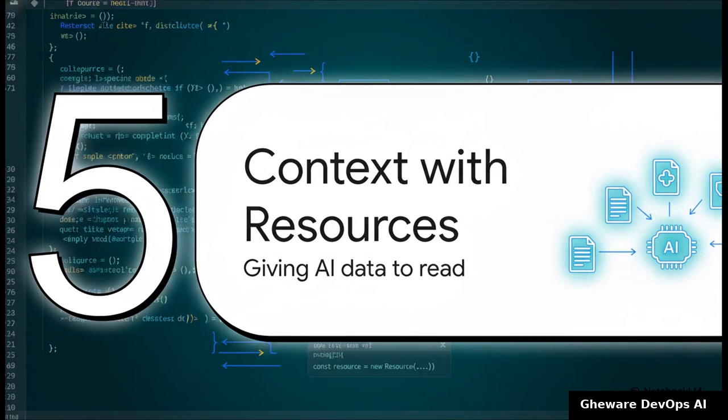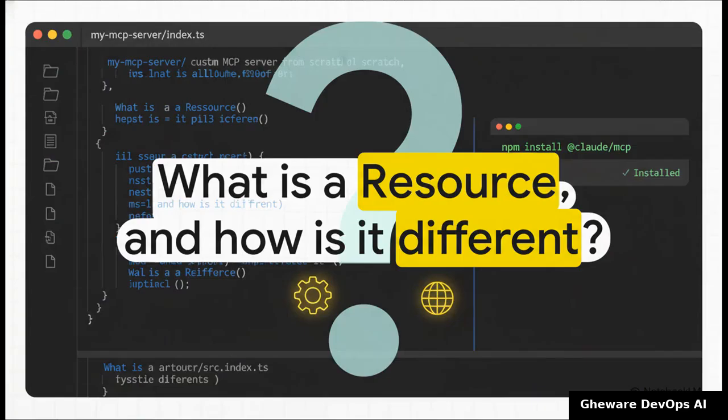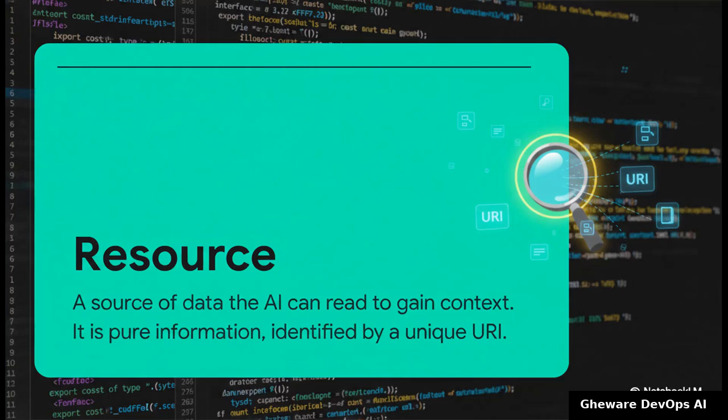But what if we don't want it to do something, but just know something? What if we want to give it some data to read for context? Well, for that, we have resources. So, what is a resource? If a tool is a verb, a resource is a noun. It's just a chunk of data. It's a file, a document, a piece of information that the AI can read to get more context. And each resource has its own unique address, a URI, so the AI knows exactly what it's asking for.